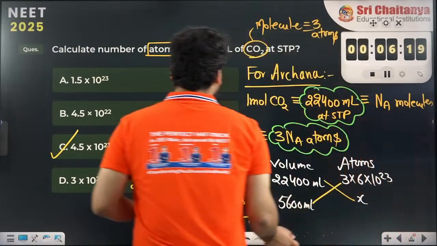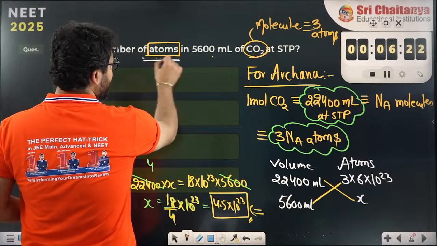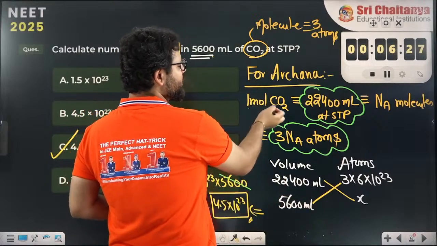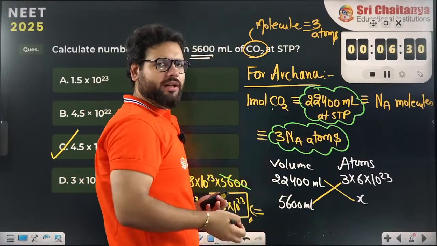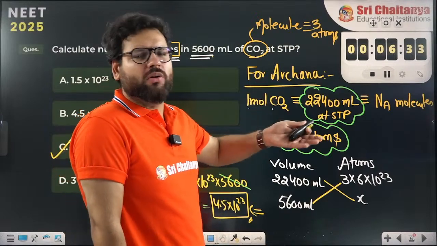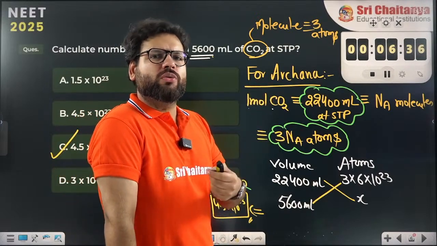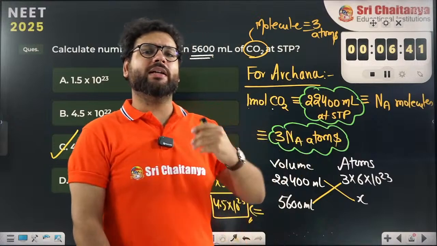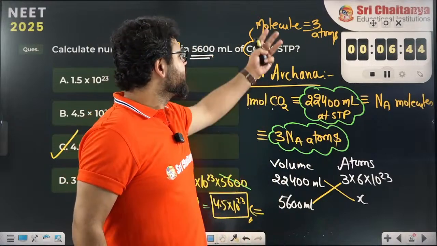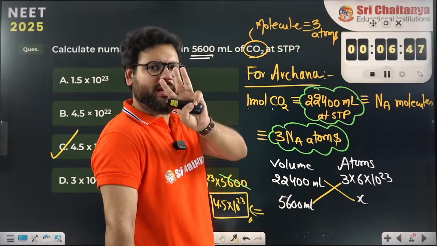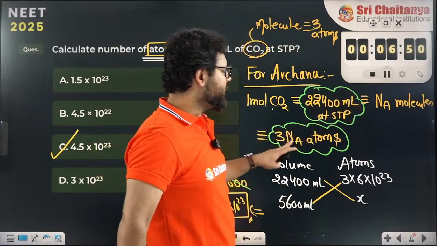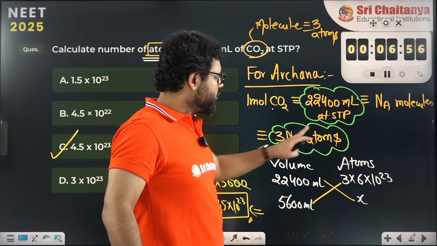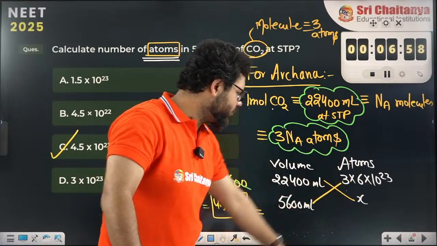In this question, number of atoms they are asking, volume they have given. I have written the mole concept of CO2. 1 mole CO2 means 22.4 liter. But CO2 is a molecule, not an atom. 1 mole will contain Avogadro molecules. But they are asking atoms. Each CO2 has three atoms: 1 carbon, 2 oxygen. So Na molecules will have 3 Na atoms. Now I am comparing the volume in atoms. In 22400, these many atoms; in 5600, how many atoms? Answer is this.